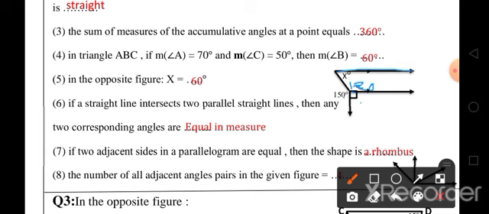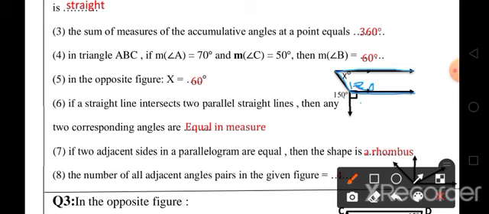This line is parallel to this line, and this is the transversal. We get here the letter U, right? So angle x plus 120 degrees equals what? Equals 180 degrees, because they are interior angles on the same side of the transversal. So angle x will be 180 minus 120, which equals 60 degrees.